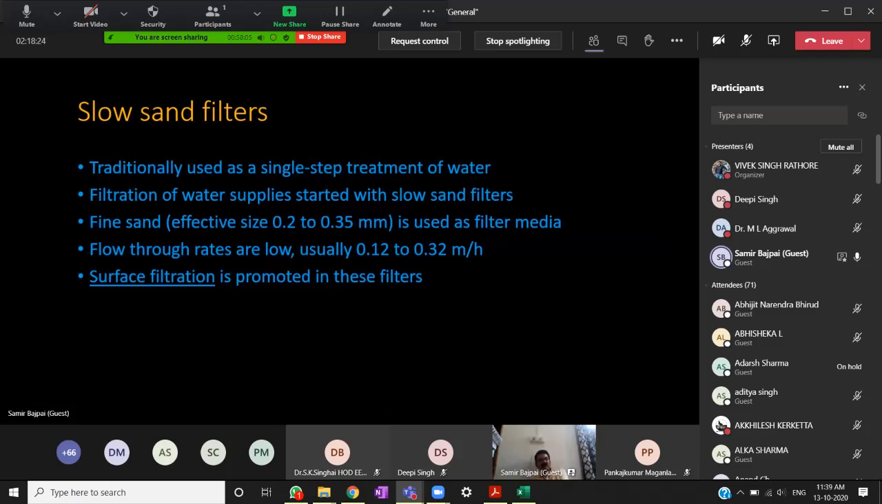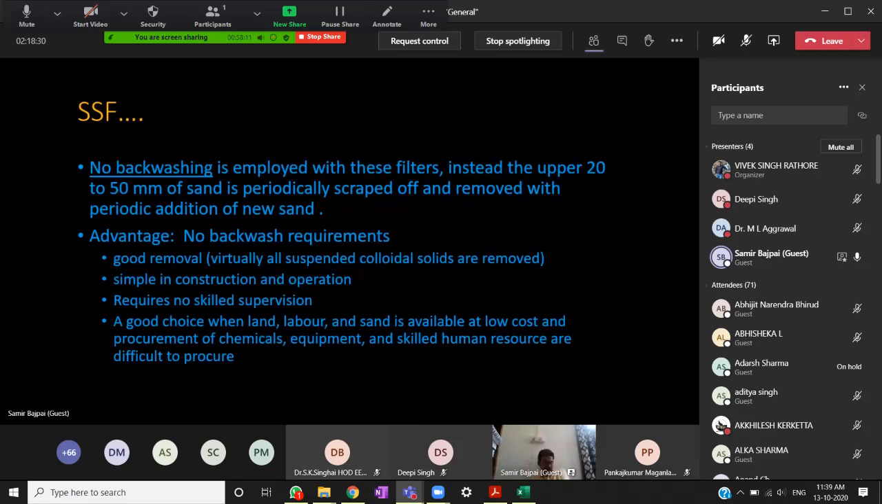While if you are going for rapid sand filtration, the advantage is that you are treating a lot of water in the process, but you need other arrangements. You can't operate a rapid sand filter without coagulation and flocculation. So you need the whole paraphernalia of pre-treatment when you are going for a rapid sand filter. The advantage is that you treat a lot of water in a very small space because your filtration rate is very high.